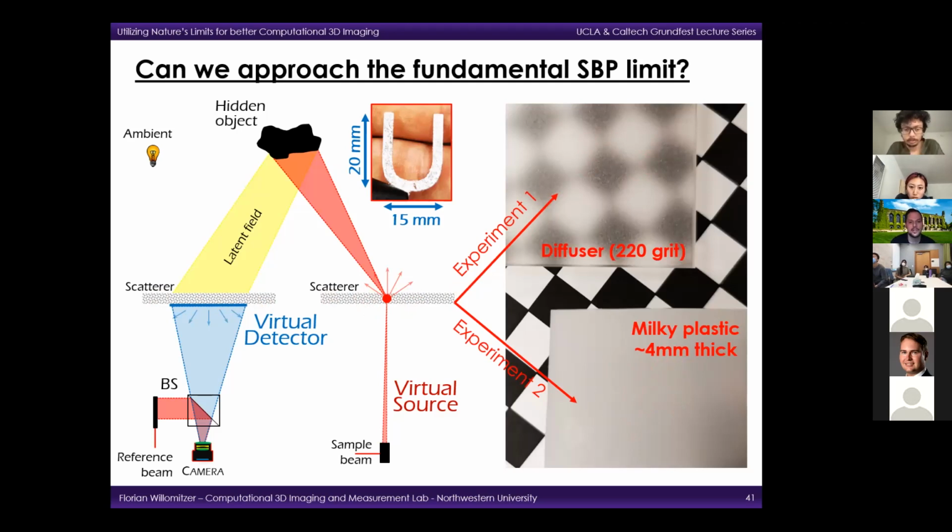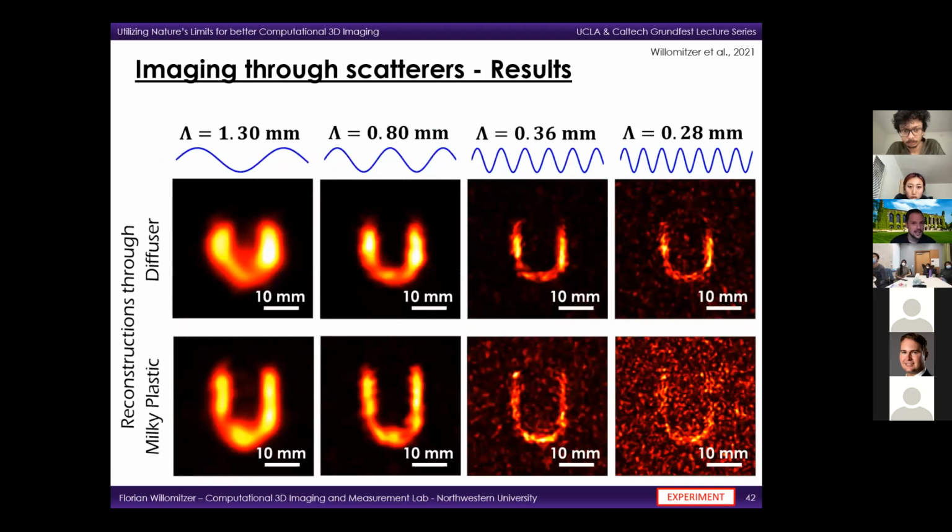And you can already see that the information from this checkerboard behind the cutting board is completely scattered out. But nevertheless, we are able to nicely detect the object through the scatterer. As expected, the milky plastic leads to larger wavefront aberrations, and this also means that these measurements deteriorate faster.